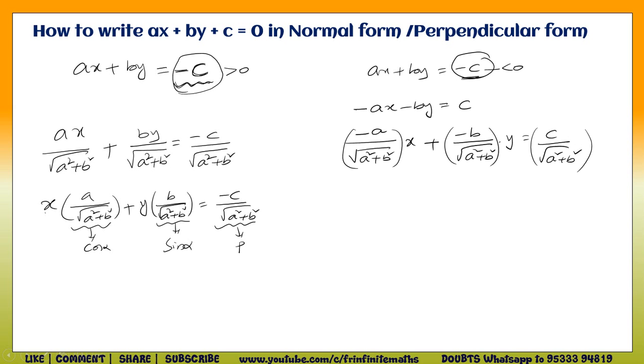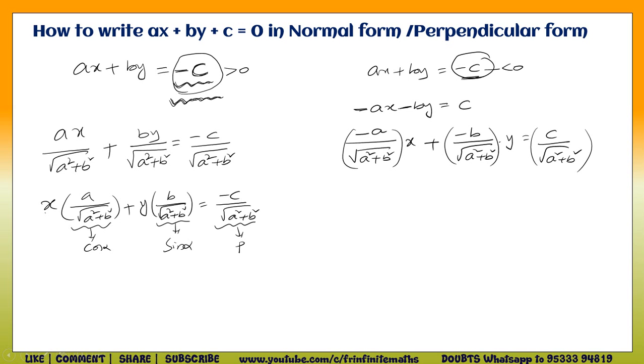So while doing the problem, be careful: when you transpose the constant, the right hand term should be positive. If it is not positive, then directly multiply with minus on both sides. Then proceed with the problem. What is the procedure? Directly divide with root a square plus b square on both sides.